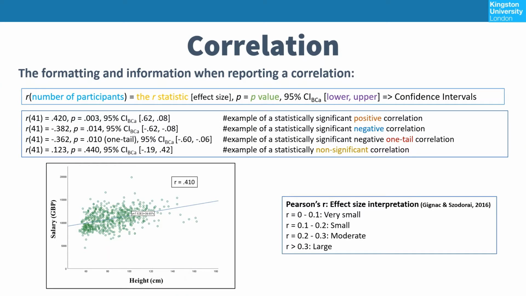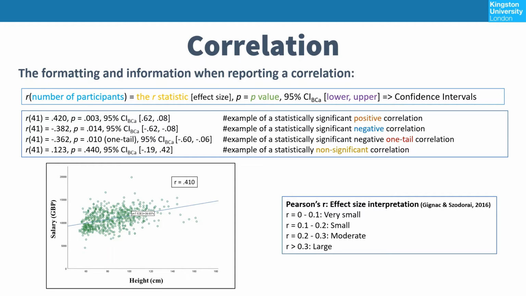So here I'm going to give you a template for the type of information you need to report when you conduct a correlation analysis, as well as examples of how the output should look like. When you conduct a correlation, be it Pearson's or Spearman's, what you need to report should follow this specific formula.